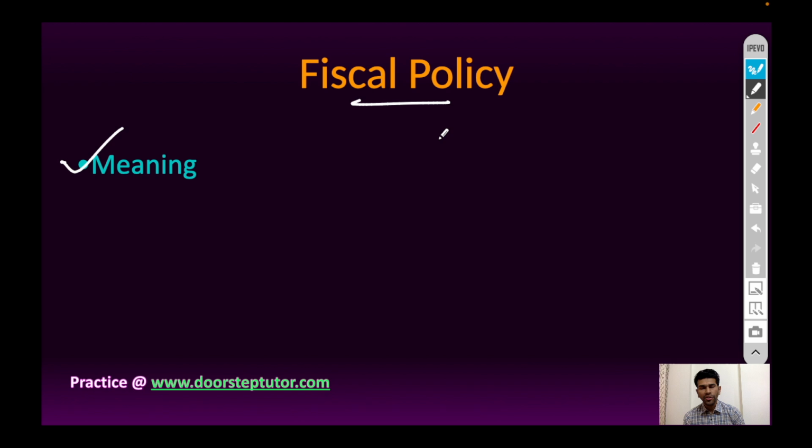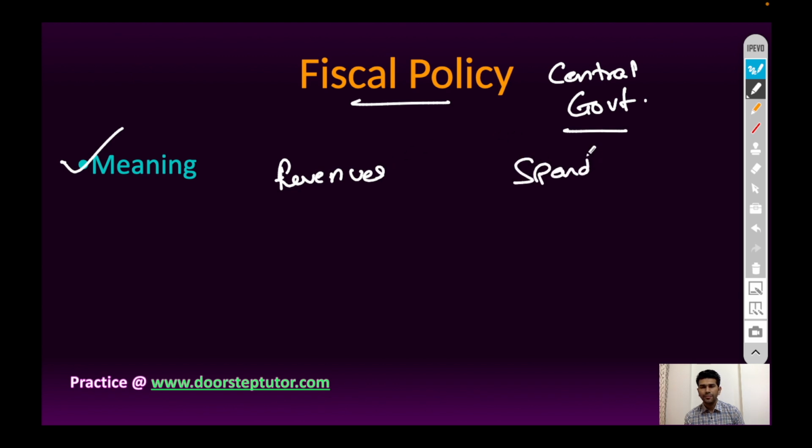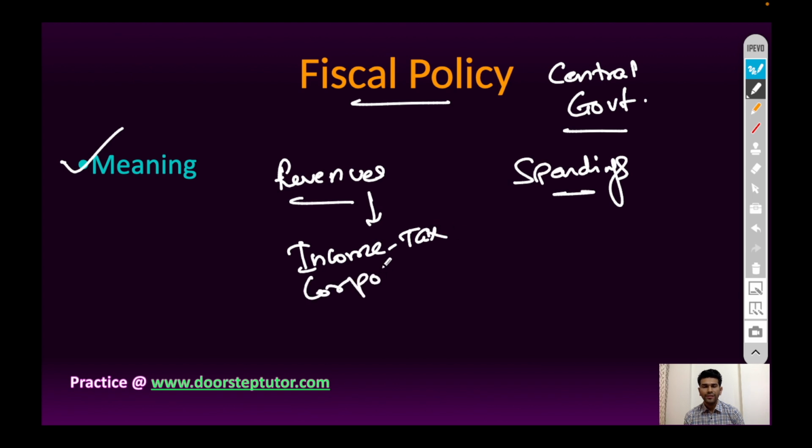Meaning of fiscal policy. It is a tool used by the central government in managing revenues and spendings for the benefit and growth of the economy. Revenues come from income tax, corporate tax, GST, and others such as penalties.